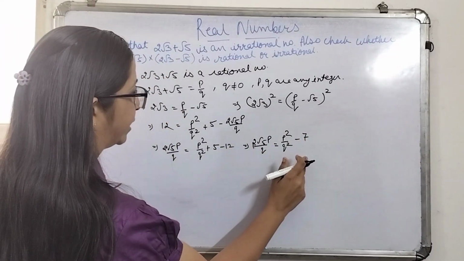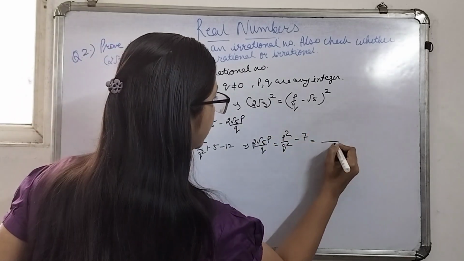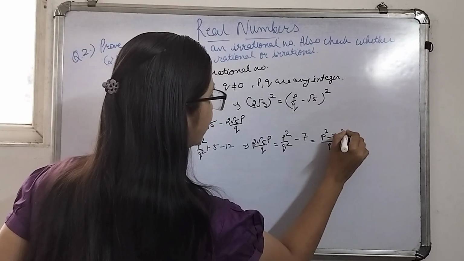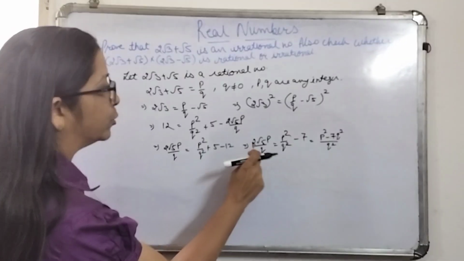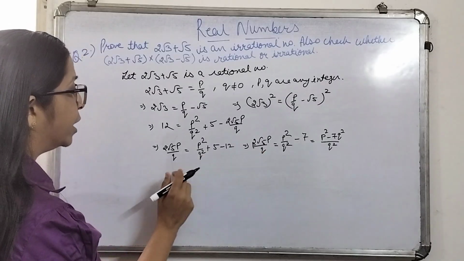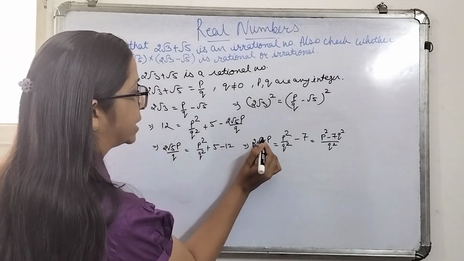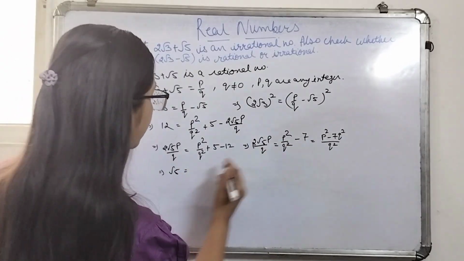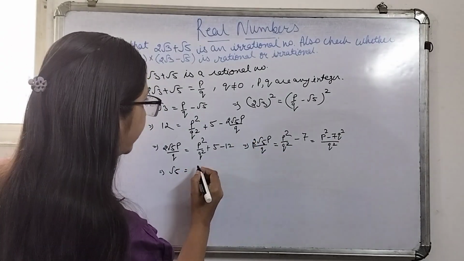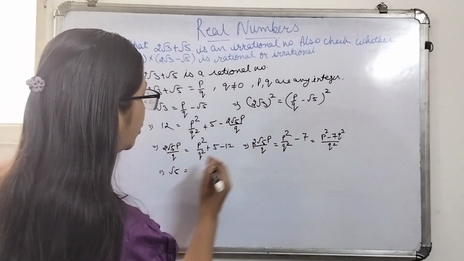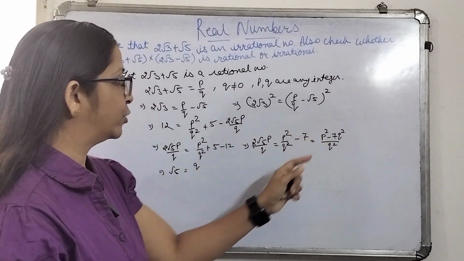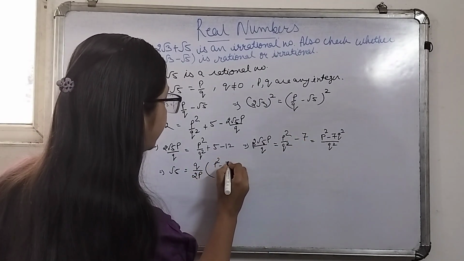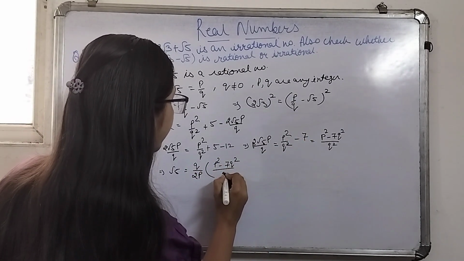Now, if we solve it further, this part only I am taking right now. So it will become Q², and this is P² − 7Q². This is equivalent to 2√5 P/Q. Now, if this is equivalent to this, we can say √5 will be equivalent to Q over 2P multiplied by (P² − 7Q²) over Q².